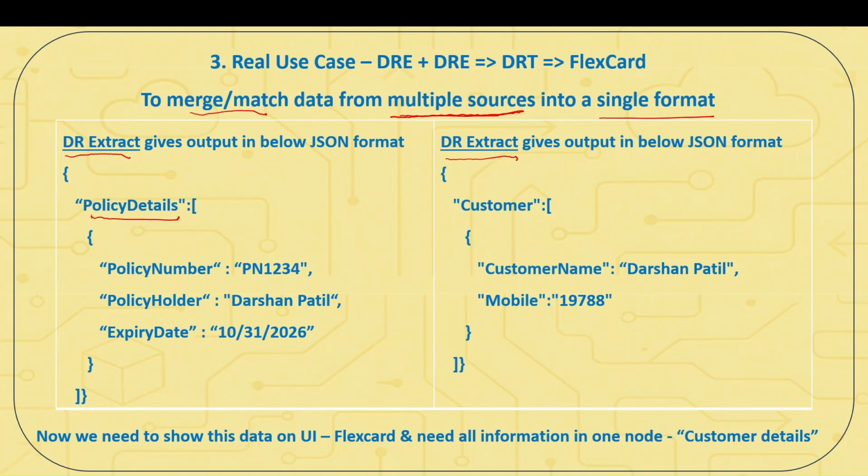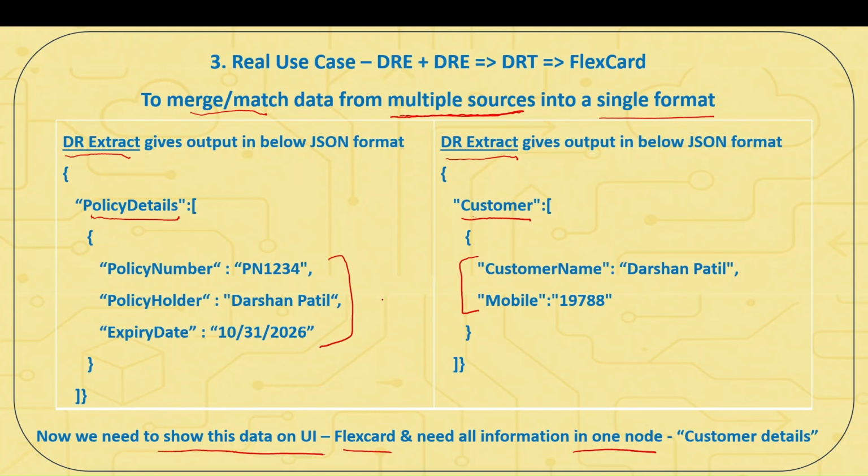Another DRE gives customer details. Conceptually, this customer has purchased a policy. So we have a customer node and a policy node. But now what's the requirement? We need to show this data on the UI, that is, a flex card. Then we need to pass only one node to the flex card. That flex card will show all details like customer name, mobile, policy number and policy expiry date.